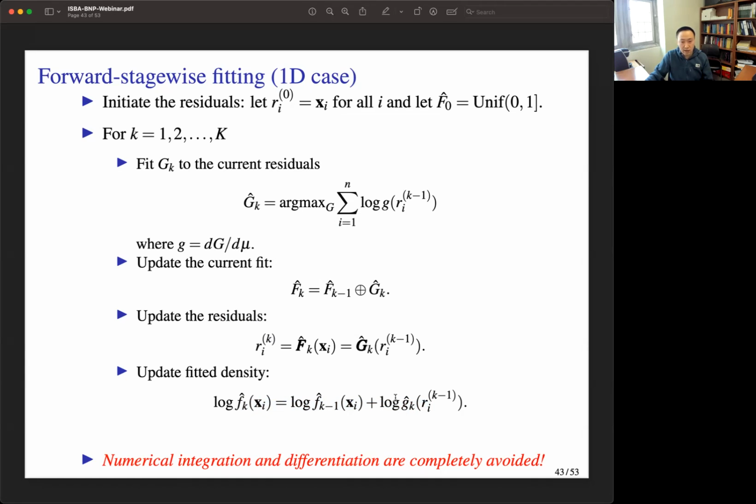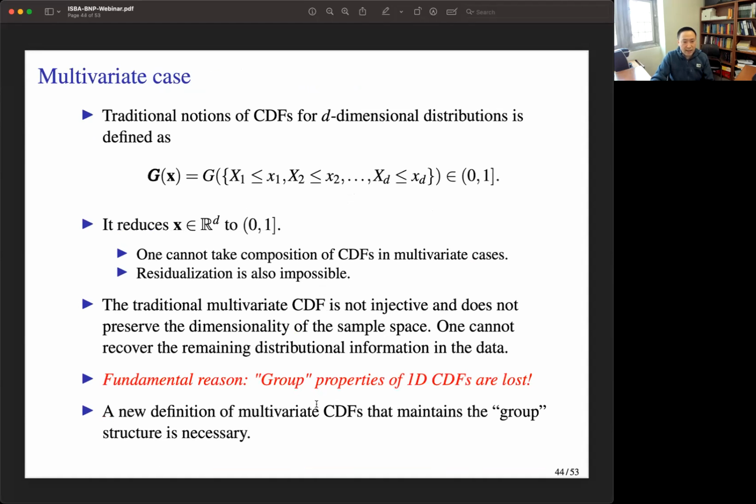So you just add the current fitted density to the current residual to the existing fit for that data point, and you will get the current fitted density. So there's no integration or differentiation involved, even though you are able to fit both the CDF and the density. You don't have to take differentiation. So it's very simple.